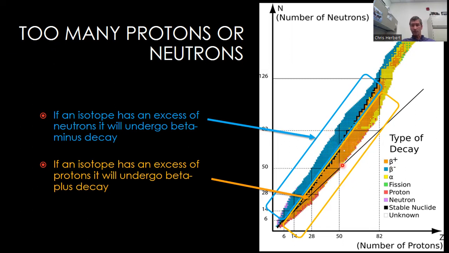If we have too many protons, which is this side of the chart, we'll do the opposite. We'll undergo beta plus decay. This is where a proton gives off a positron in order to become a neutron. So you can see this balance happening between the protons and neutrons by either beta minus or beta plus. Too many neutrons, beta minus. Too many protons, a beta plus decay.